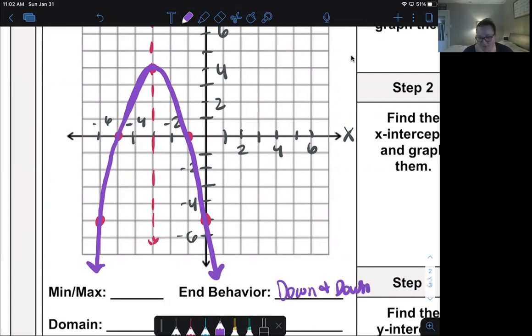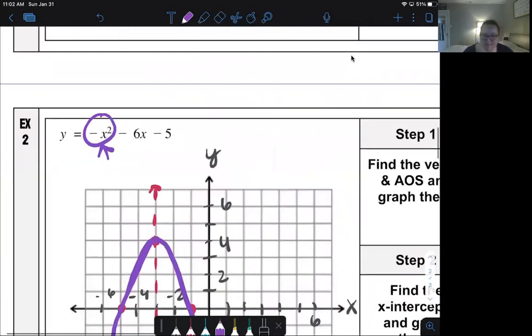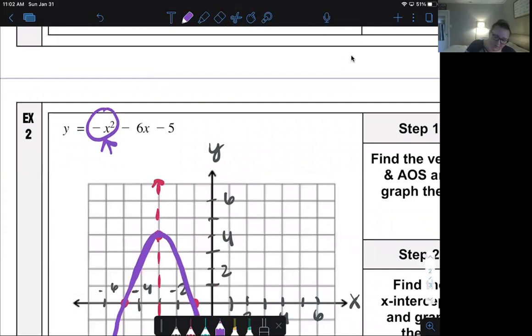Could we have figured that out though, just by looking at the equation? Our leading term is -x². Our leading coefficient is negative and our degree is even. So shouldn't we expect our end behavior to be down and down?